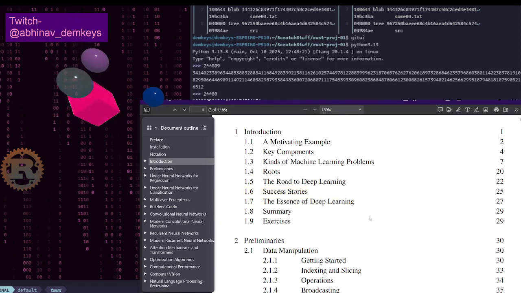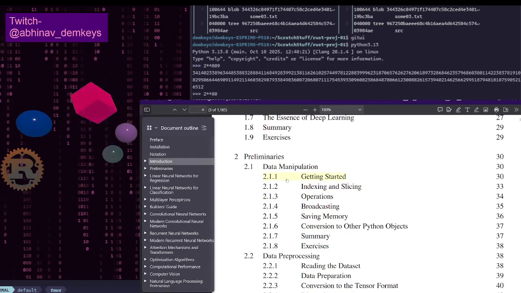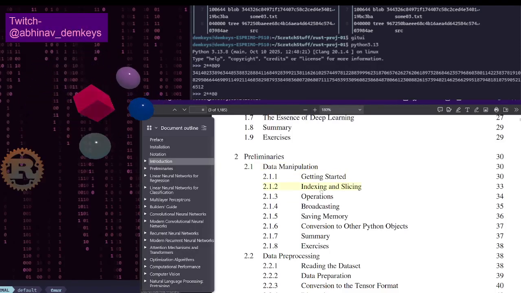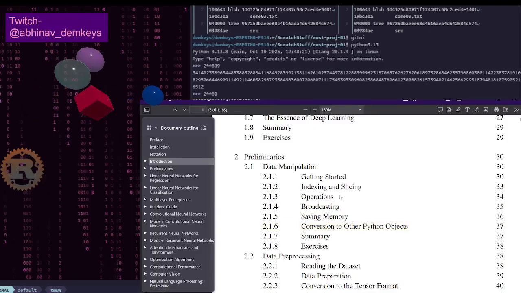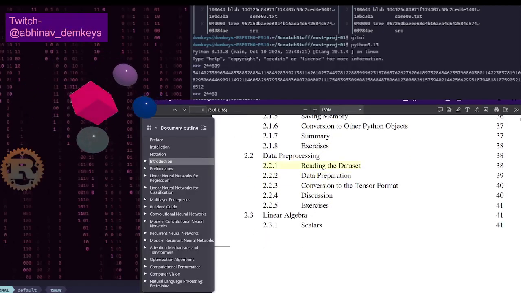Then in data manipulation, they go into basics, then indexing, slicing, various operations, and broadcasting, which I forgot what that is. And then I think this is to do with writing the data to a file, maybe. I don't remember. Then conversion to other Python objects. I haven't read this. Then it moves on to data pre-processing: reading a data set, data preparation, conversion to the tensor format, then some discussion and then exercises.